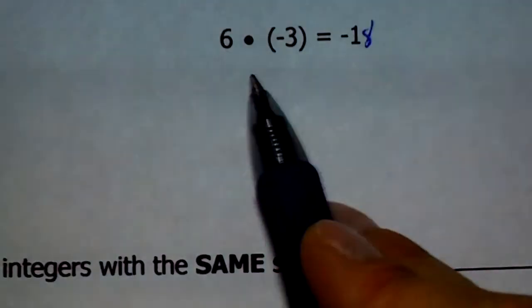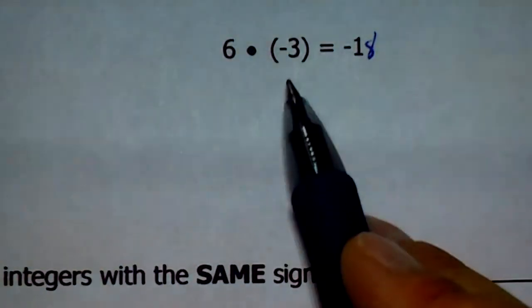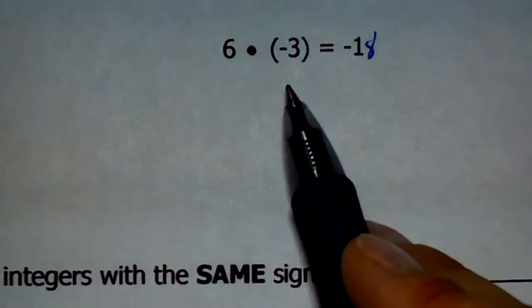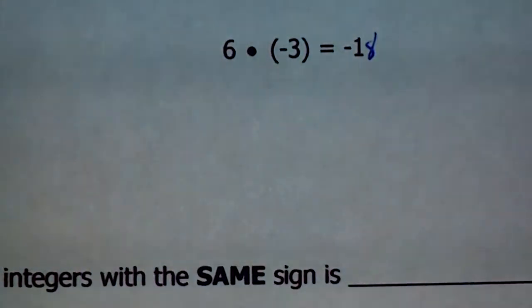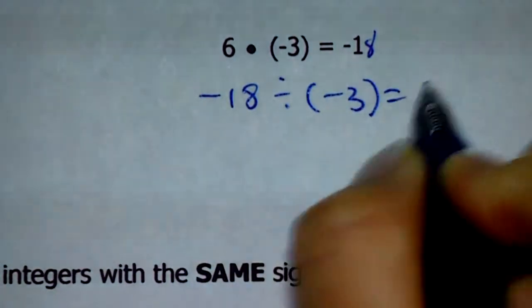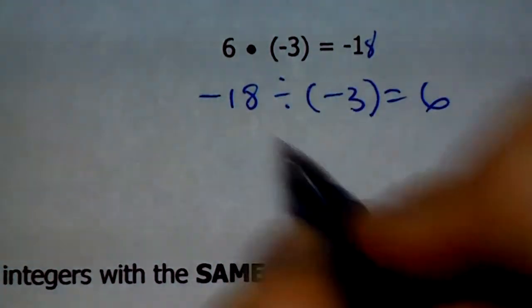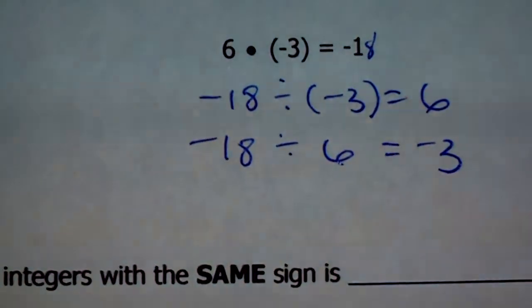And one last problem here. We know that the signs don't matter. So when you take 6 times negative 3, the signs don't matter. Whichever digit's higher doesn't matter. 6 times 3 is 18. And when you have one of each, it's automatic negative. It doesn't matter that 6 is greater and it's positive. That's only with addition. So this means that negative 18 divided by a negative 3 is a positive 6 because I'm not changing any digits. And negative 18 divided by a positive 6 will give me a negative 3.